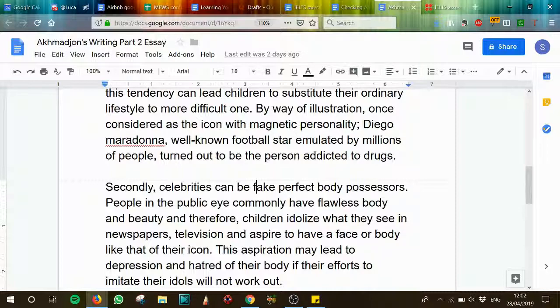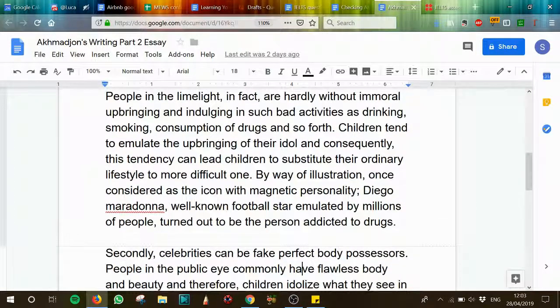Fake perfect body possessors, that doesn't work as a phrase. Possess and body don't really go together. Possessors and body don't really go together. So that phrase sounds a little bit strange, and it's one part of Akmajon's essay where the vocabulary breaks a little bit.